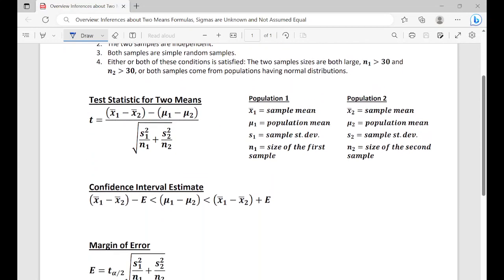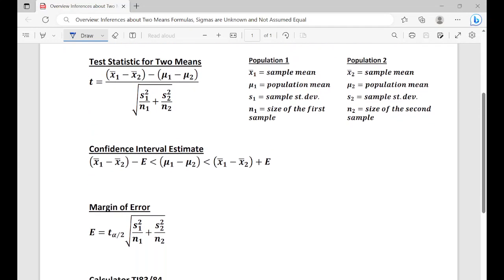Now, here are the formulas you would use. First is the test statistic for two means, t, which equals this formula here, and what each notation part means in this formula comes from over here, with population 1 being all the ones with the subscript of 1: sample mean, population mean, sample standard deviation, and the size of the first sample. And then population 2 with the subscript of 2: sample mean, population mean, sample standard deviation, and size of the second sample. That is what you would plug into here to get your test statistic.